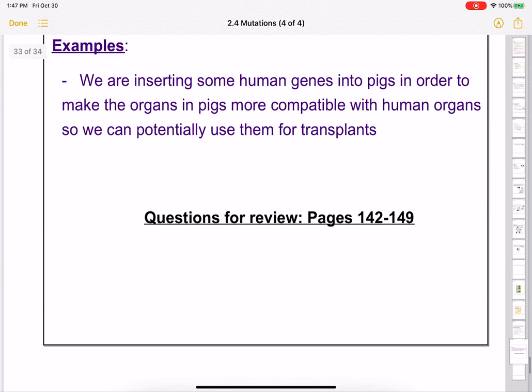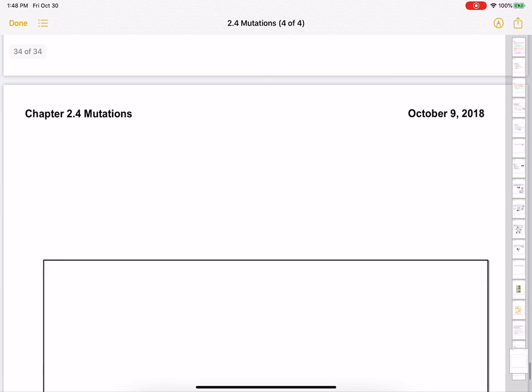Some examples: we are inserting some human genes into pigs in order to make the organs in pigs more compatible with human organs, so we can potentially use them for transplants. All right, so we're trying to create organs inside of pigs. There's lots of other things that we do with transgenics. I know the classic one is tomatoes. They've put genes from fish into tomatoes just so that they can grow in colder environments. So yeah, many different genes from different species are put into one another.